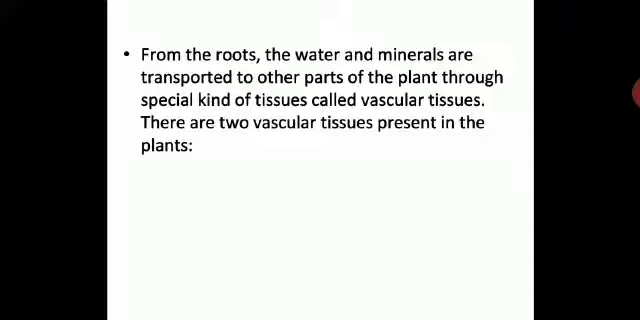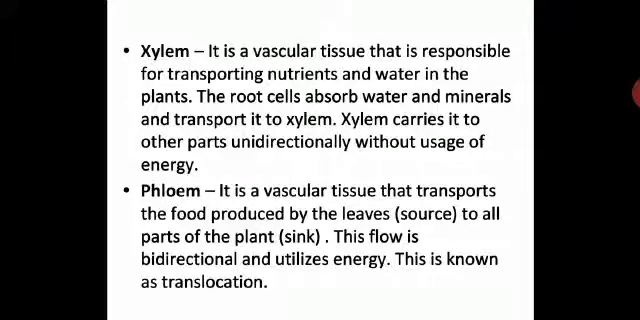So in plants, from the roots, the plants absorb water and minerals, and they are transported by a special kind of tissue called vascular tissues. Please take this down. And there are two types of vascular tissues present in plants. What are they? Xylem and phloem. As we have muscle tissues and cells, similarly, even plants have tissues. So here we are going to discuss mainly xylem and phloem.